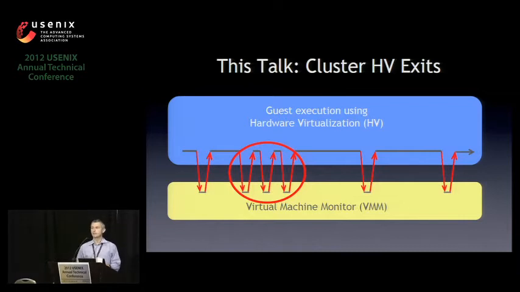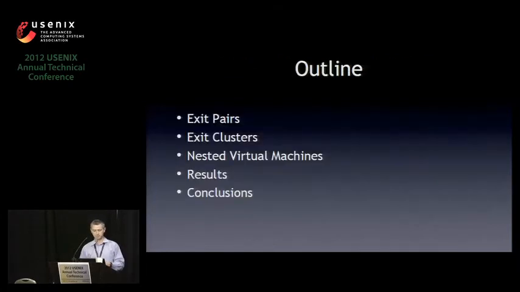In this talk, I will present a complementary software-based technique to this problem. The observation here is that sometimes multiple exits happen in quick succession, one after another. The guest makes little progress, and the time is mostly spent in the transitions between the guest and the VMM, essentially ping-ponging between these two domains. What we propose is to enhance the virtual machine monitor by detecting such cases and grouping the exits together, or clustering them. Execute all of them together in one shot before returning back to the guest. This is the high-level idea of what we're proposing here.